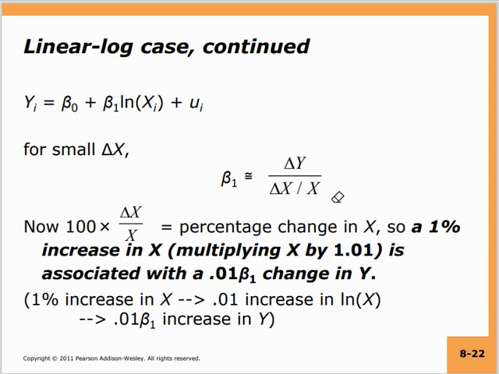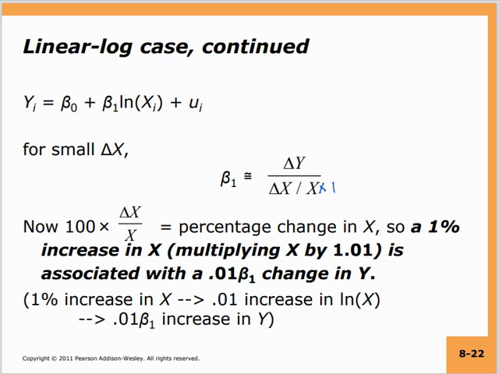If you look at a percentage change in x, if you put it in terms of percentage, then in the denominator you multiply by 100, and you do the same on the other side. So you have 0.01 beta 1 is equal to the change in y for a 1% change in x. So 0.01 beta 1 is the change in y for each percentage change in x, or beta 1 is equal to 100 times the change in y divided by the percentage change in x.